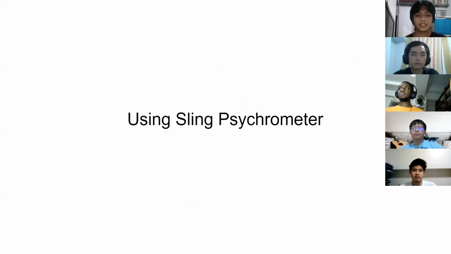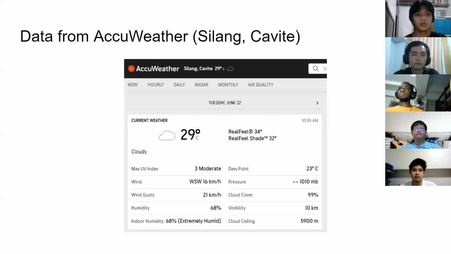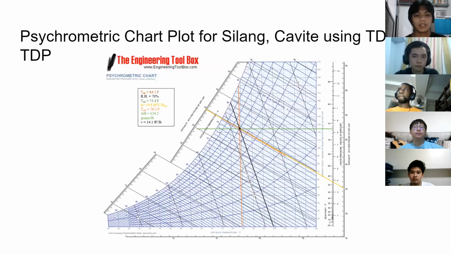So for using this sling psychrometer, the data that we got for Silang, Cavite from AccuWeather.com was taken Tuesday, June 22 at 10:55 a.m. The temperature of the dry bulb is 29 degrees Celsius. The dew point is 23 degrees Celsius. And the relative humidity, which is the indoor humidity, is at 68%. These temperatures will have to be converted into Fahrenheit for us to plot in the psychrometric chart plot.